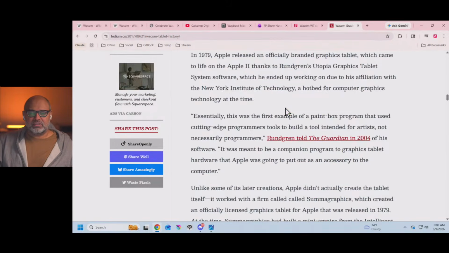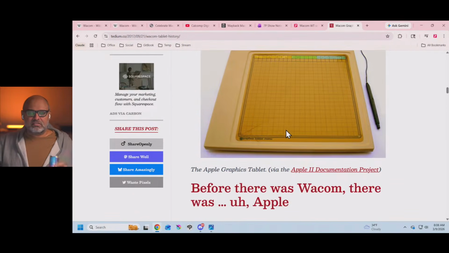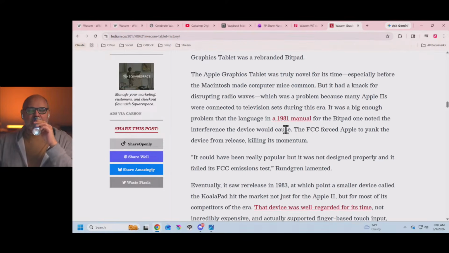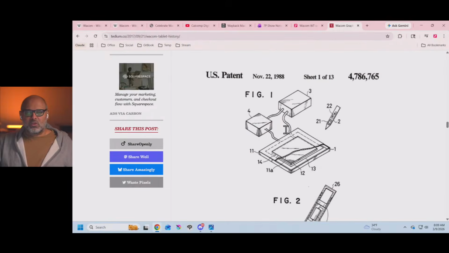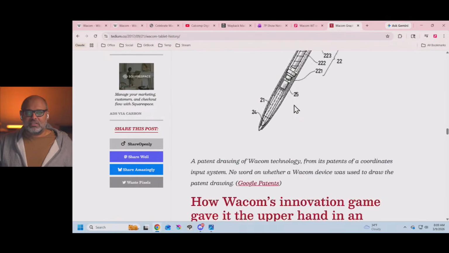Let's see if we can find more information. This was, by the way, did everyone know Apple had a tablet? This is a rebranded version of another tablet, but look again. You can see the cord. Who knows? Maybe Apple will introduce a tablet one day. Koala pad. This is Wacom's diagram. I recognize it from the patents.